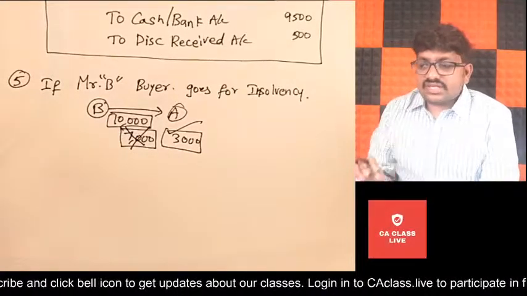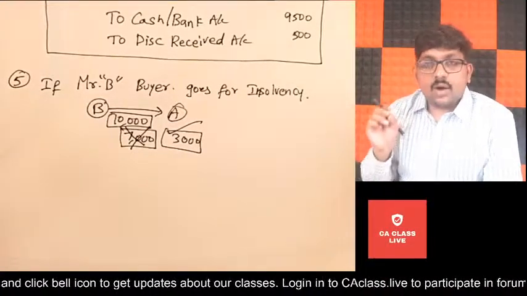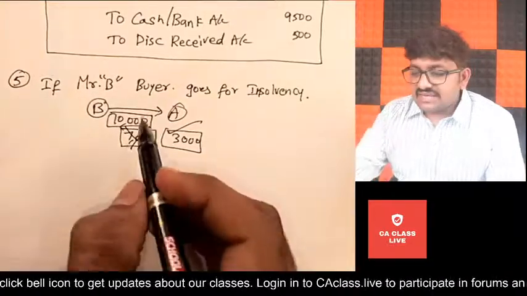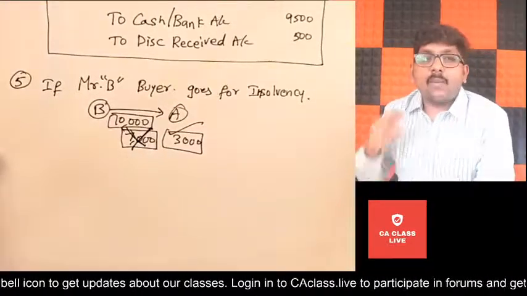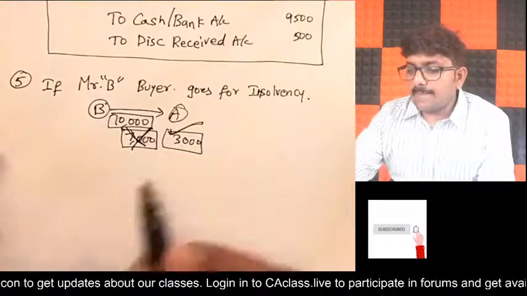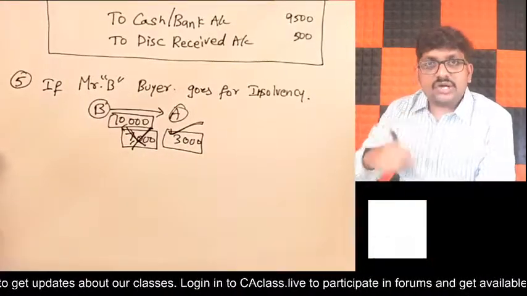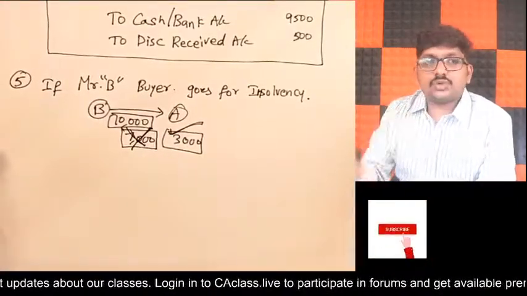So in this case, what is happening? Out of 10,000 rupees, how much are we unable to pay? 7,000 rupees we are unable to pay. How much are we able to pay? We are able to pay 3,000 rupees. Got it? So in this case, how the journal entries usually move on.